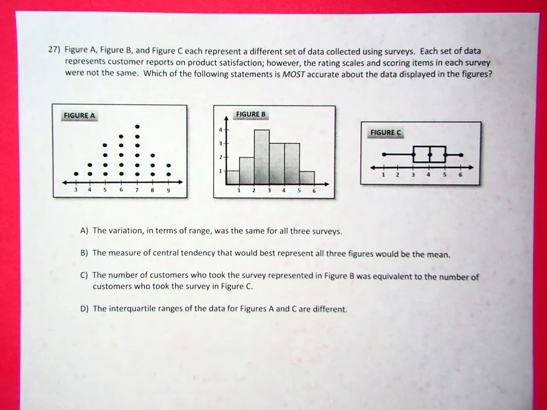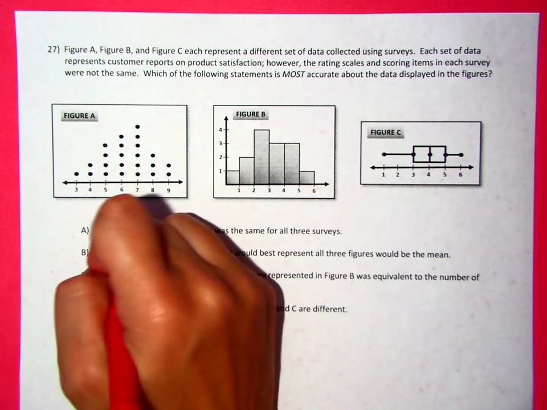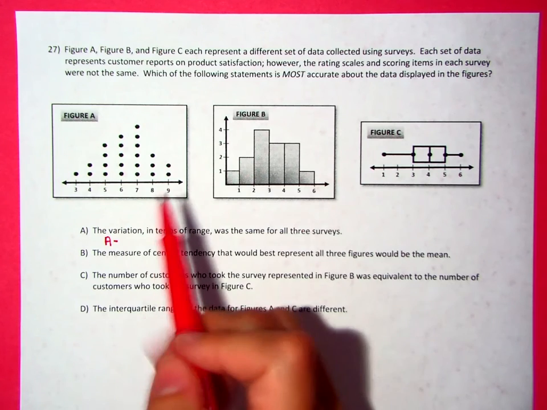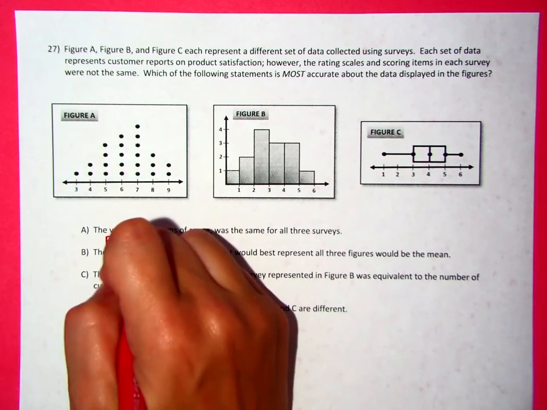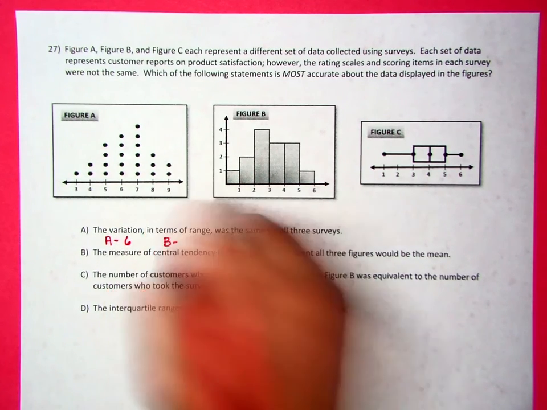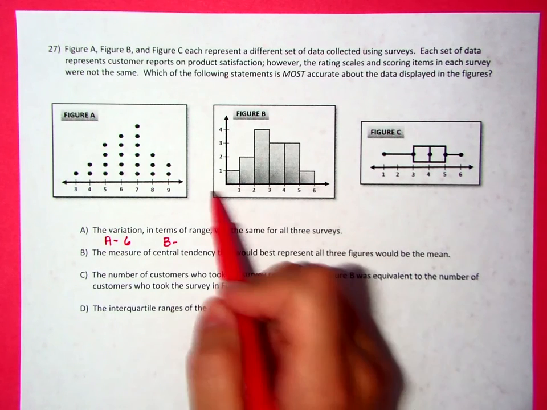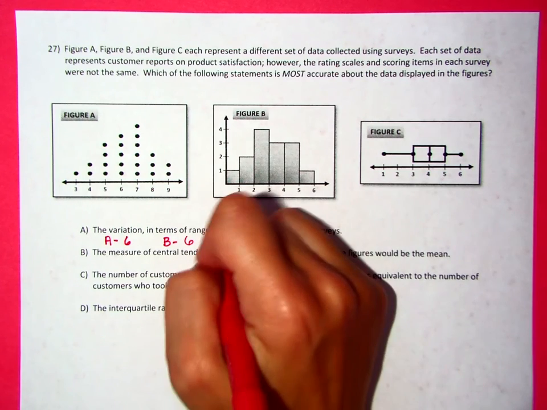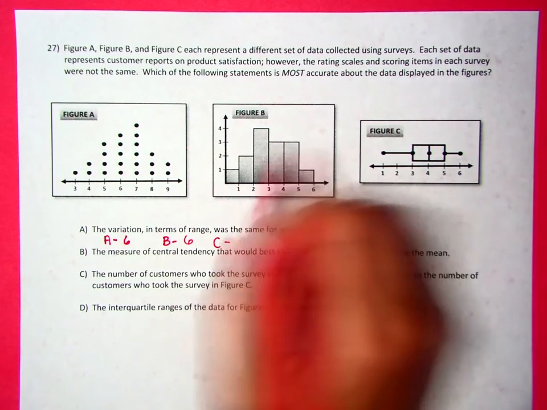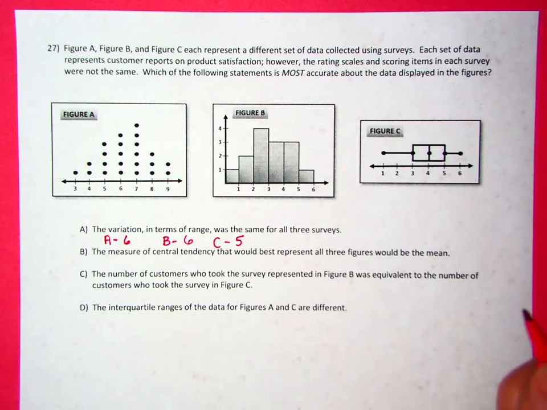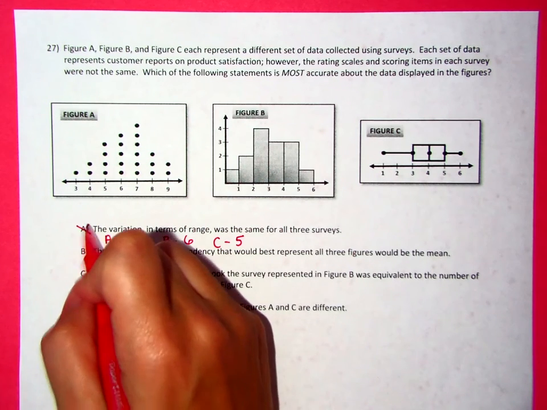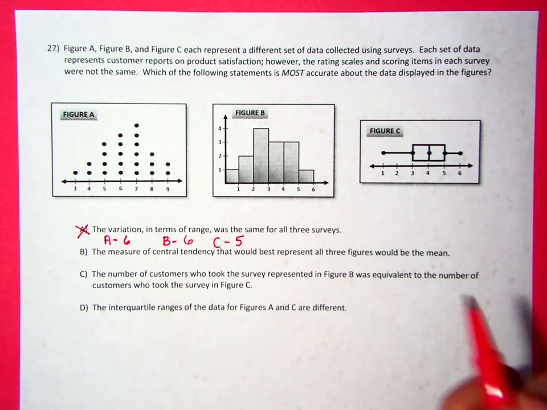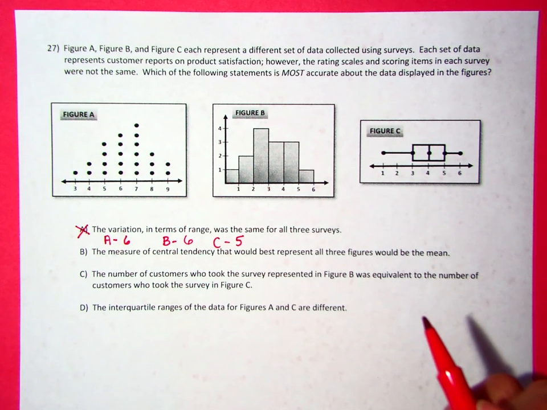All right, the first one says the variation in terms of range was the same for all three surveys. So let's go ahead and find the range for each survey. Let's start with A. Range is the biggest number minus the smallest number. So 9 minus 3, which is 6. Let's look at it for B. The biggest number here would be 6 minus 0 would be 6. So far, it's the same. And then for C, the biggest number is 6 minus the 1 is 5. Those are not all the same, so probably not going to be A, but we might come back to it if that becomes our best answer, because again, we're looking for the best answer.